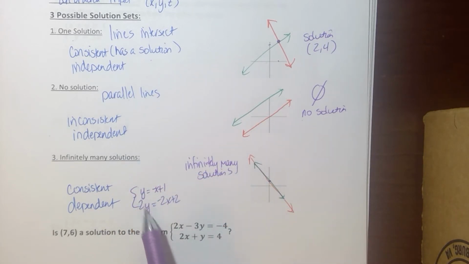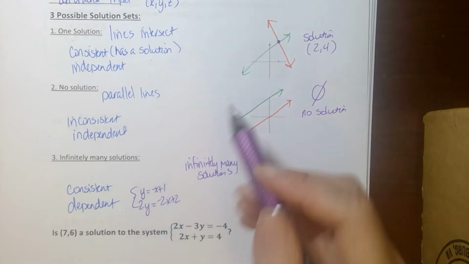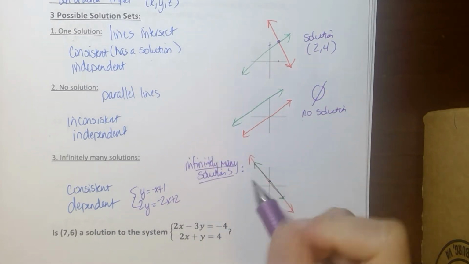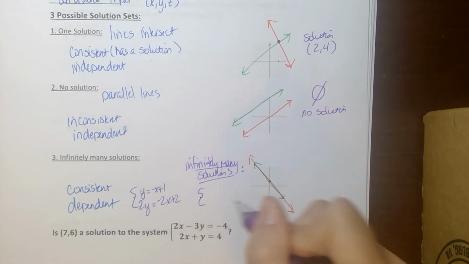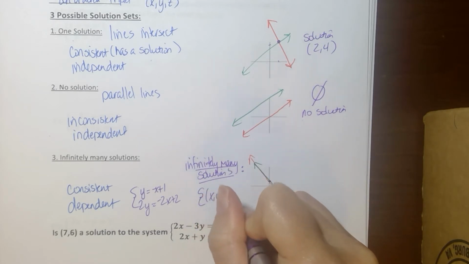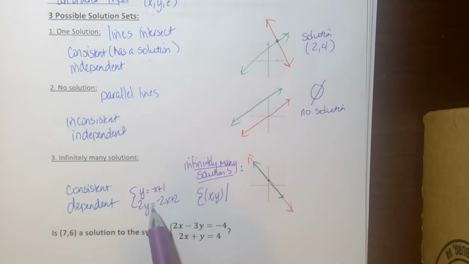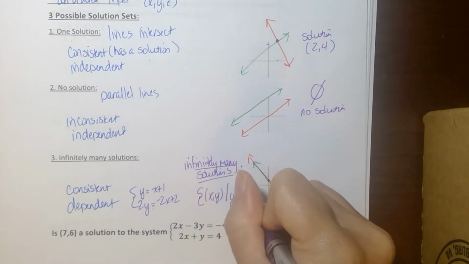You can see that all I did was multiply the coefficient 2 times my first equation to get my second equation. So the graph is going to be the same line, same slope, same y-intercept. When I give my infinitely many solutions, I'm going to give that in set builder notation. I'm going to say every set of ordered pairs xy such that, and then I give either of these equations. It does not matter which one.